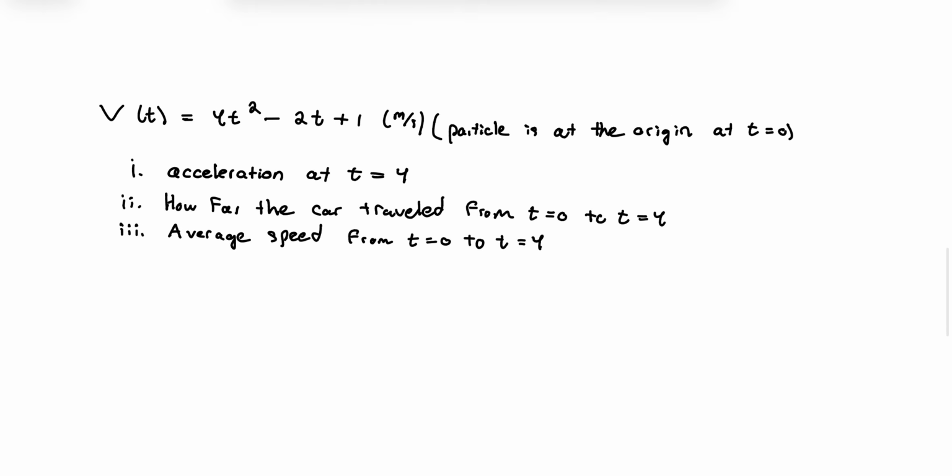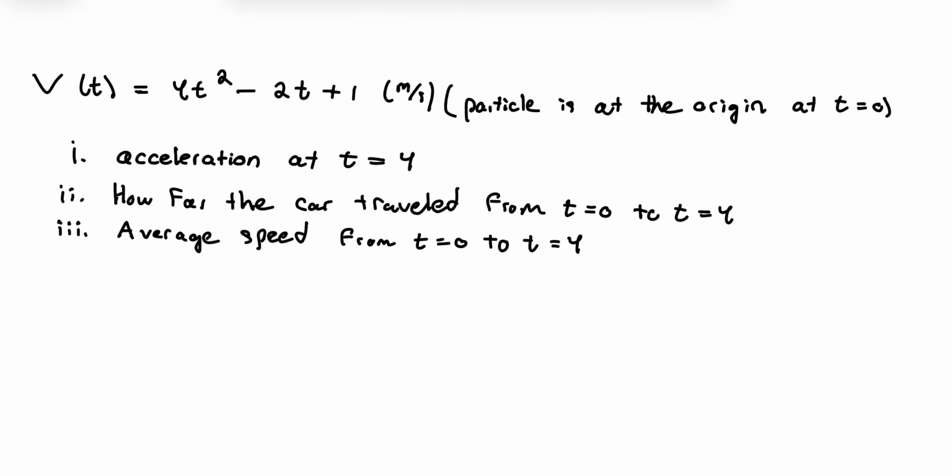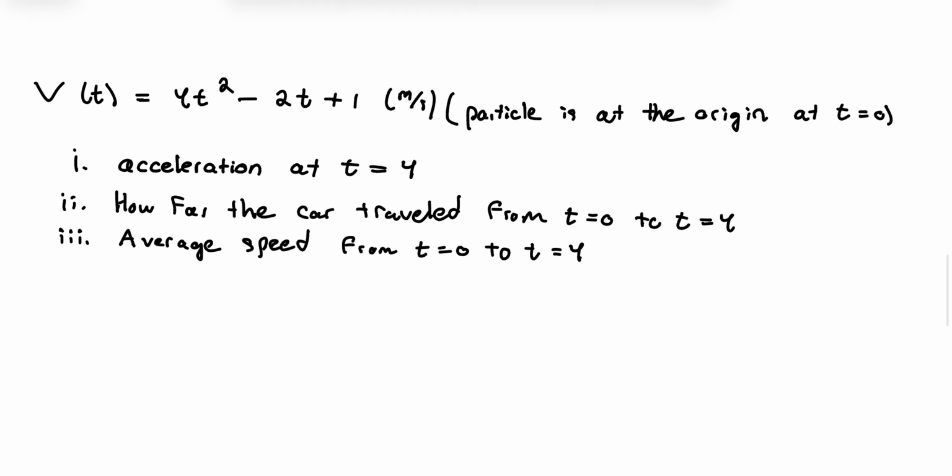In this problem, we want to find the acceleration at t equals 4, how far the car traveled from t equals 0 to t equals 4, and the average speed from t equals 0 to t equals 4.